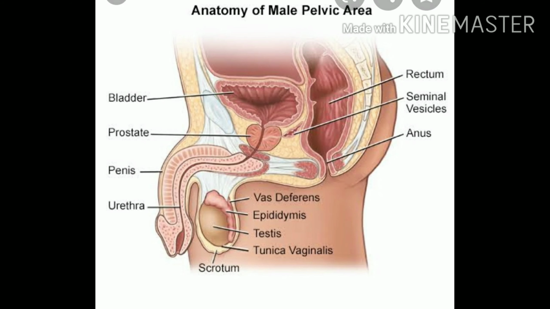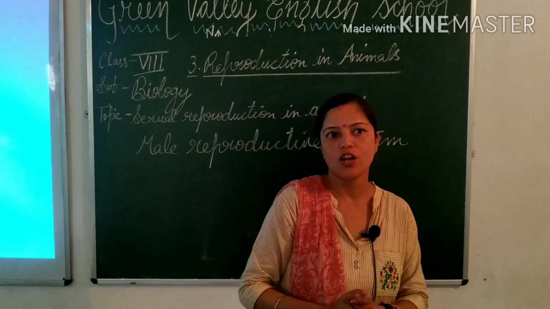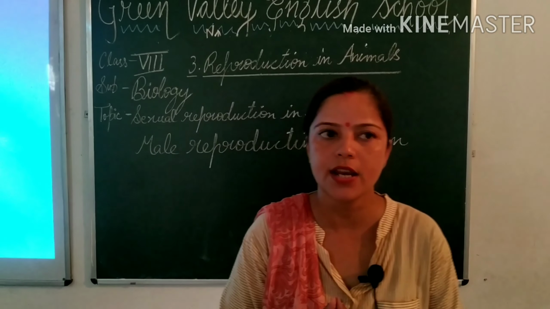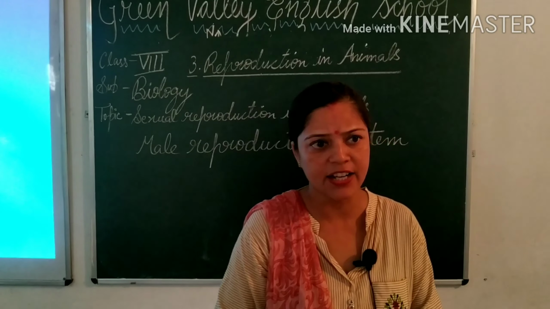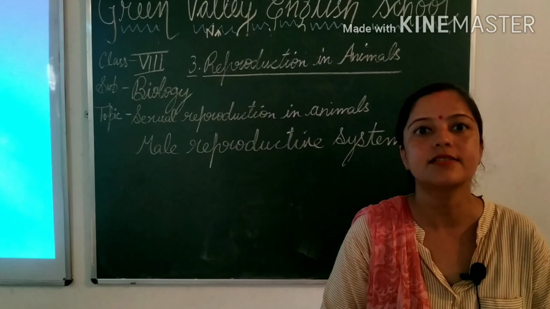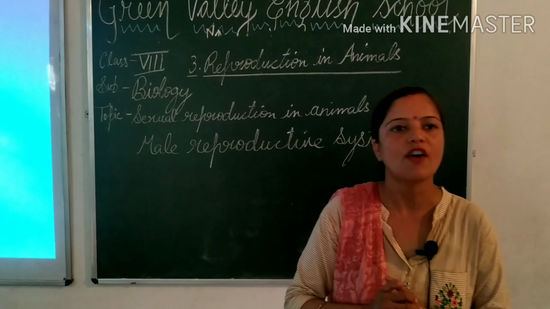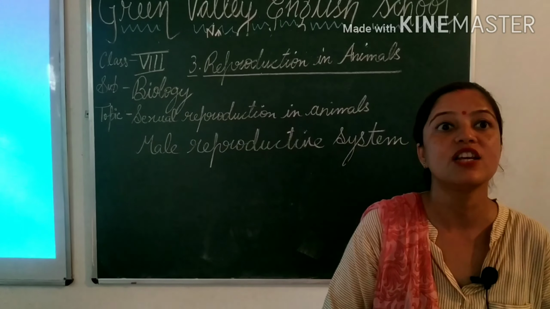Cowper's gland. Cowper's glands are 2 in number. They are present just below the prostate gland where the urethra enters the penis. They secrete a fluid that serves as a lubricant.